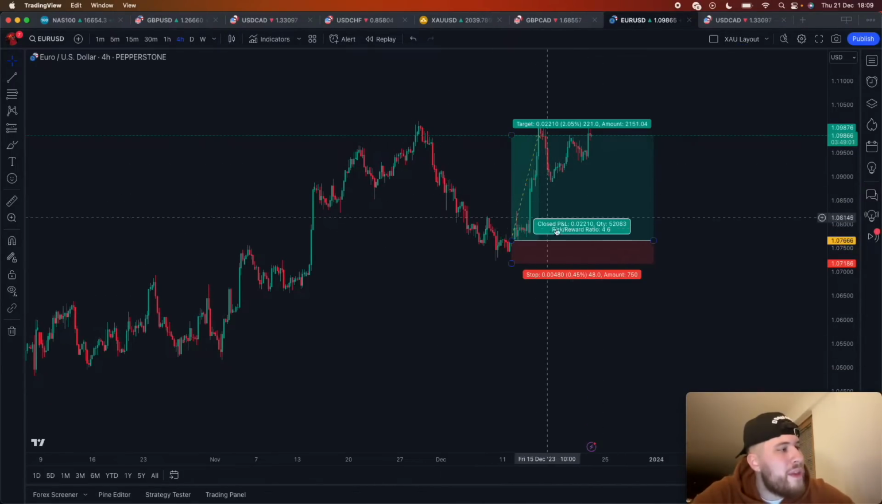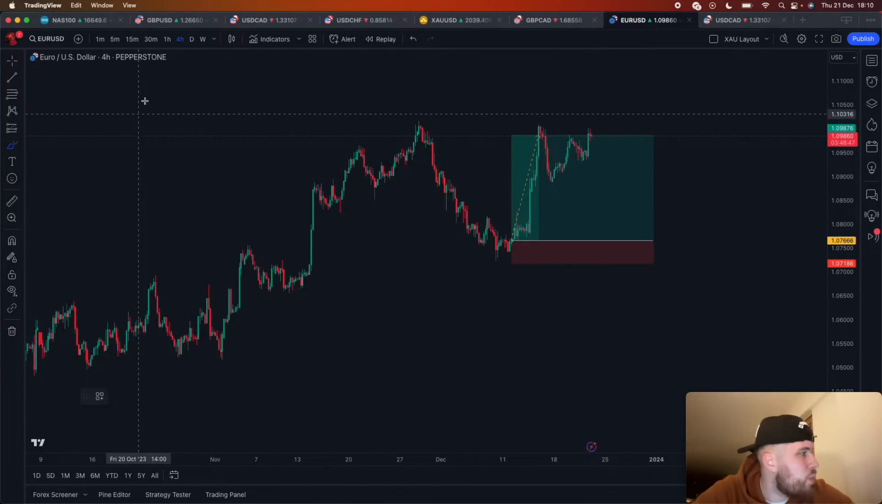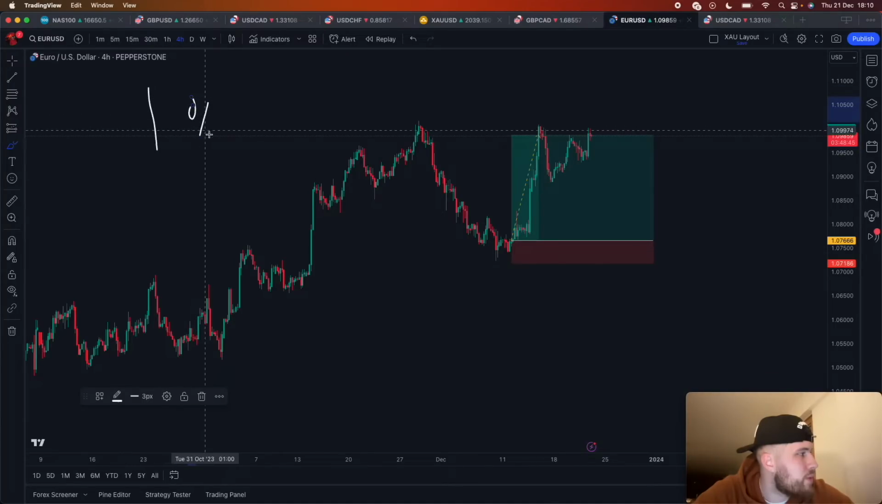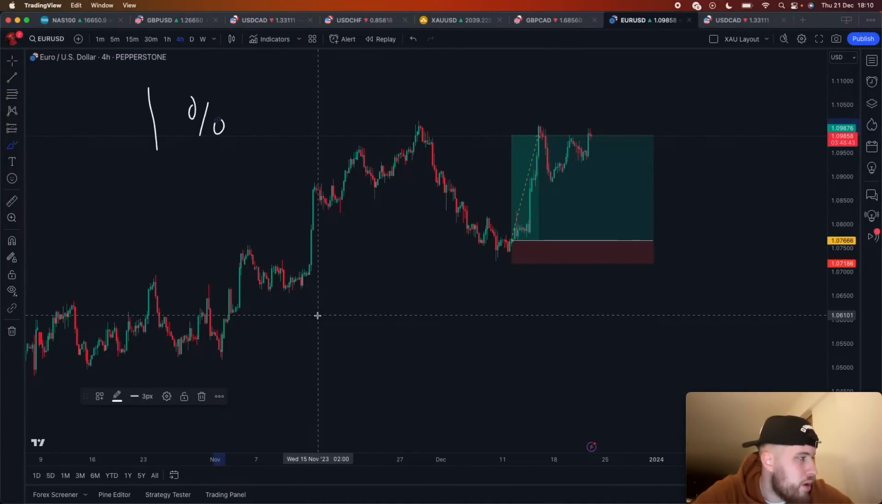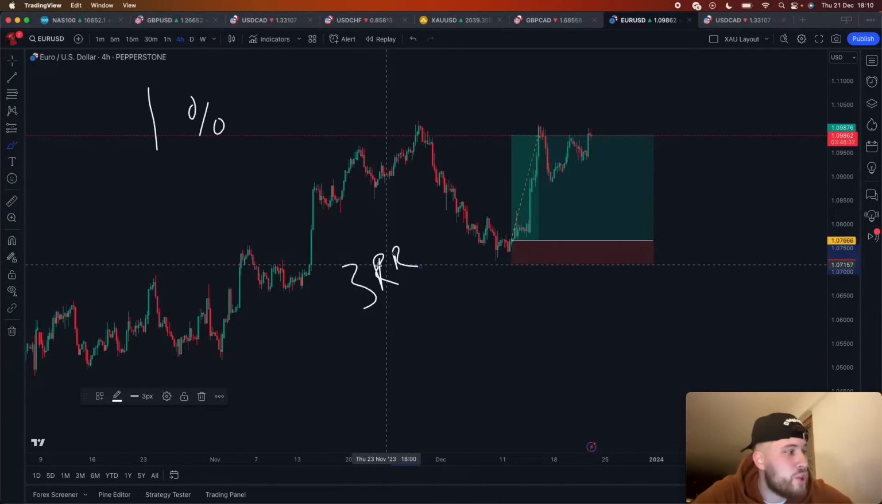Well, when this trade is in 3 RR worth of profit, what I would have done is taken a 50% partial. So if I'm risking 1% of my equity, when price is at 3 RR, that means that it's at 3 times whatever I'm risking. So it's at 3% profit, okay?